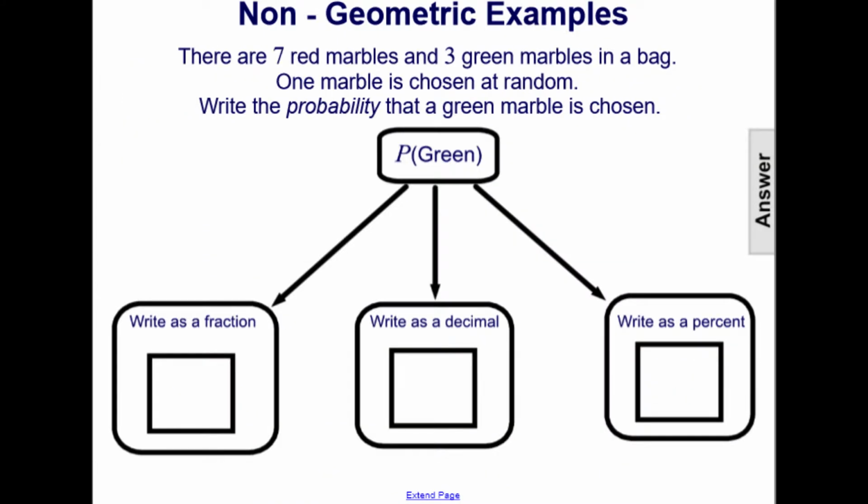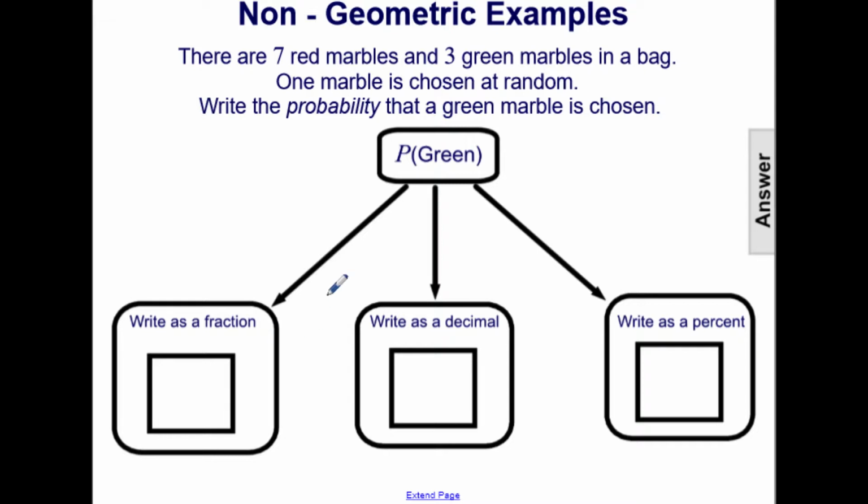Here is a non-geometric example of theoretical probability. Starting off small, there are 7 red marbles and 3 green marbles in a bag. 1 marble is chosen at random. Write the probability that a green marble is chosen. And we're using this diagram to set up all the possible ways that we can see this probability as a fraction, a decimal, and a percent. With this type of probability, I think it's easiest to start out with the fraction. We know that the probability of an event is the number of favorable outcomes over the number of possible outcomes.